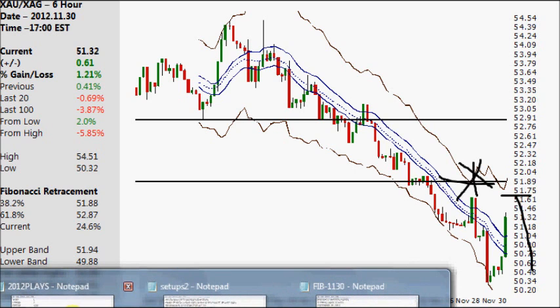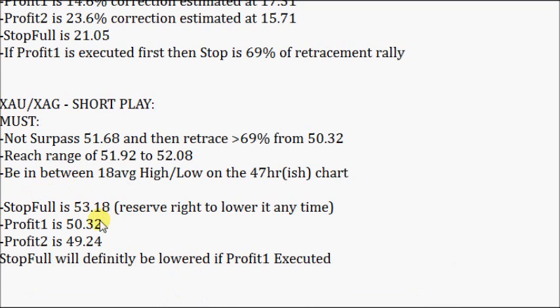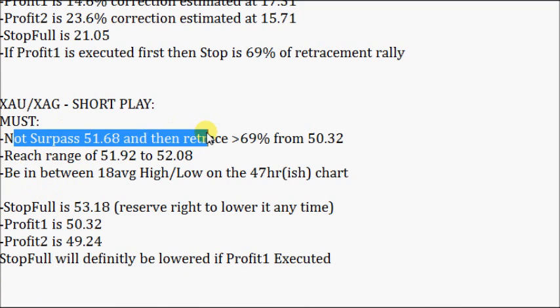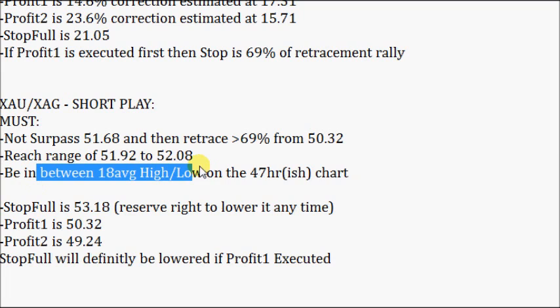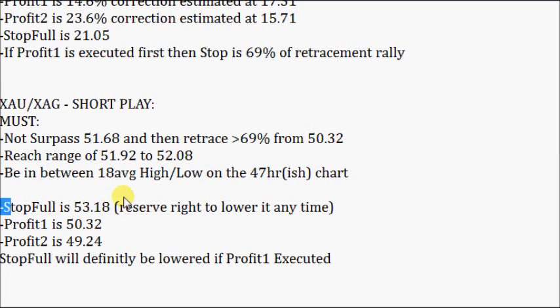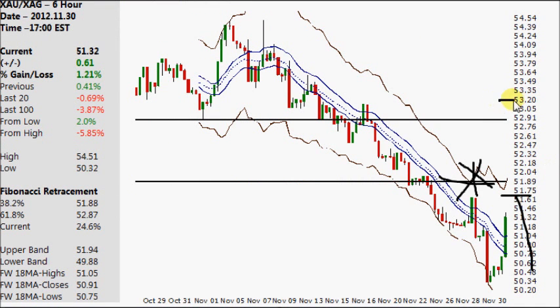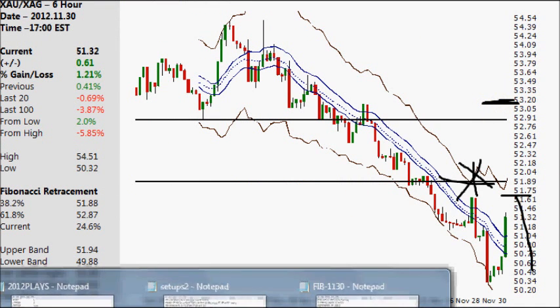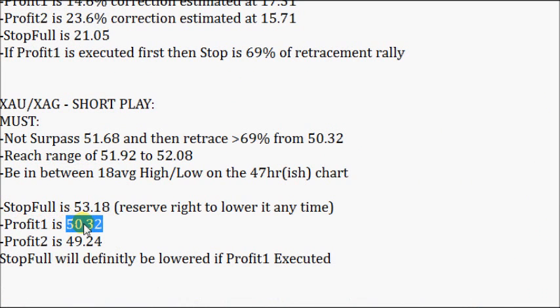Okay, so with that being said again, it must reach the range of 51.92 to 52.08 and be in the 18 average of the last chart. So it has to be within that average. The stop would be 53.18, with, of course, the reserve to change it. 53.18, of course, is above this line. And this is where your first profit would be, 50.32.